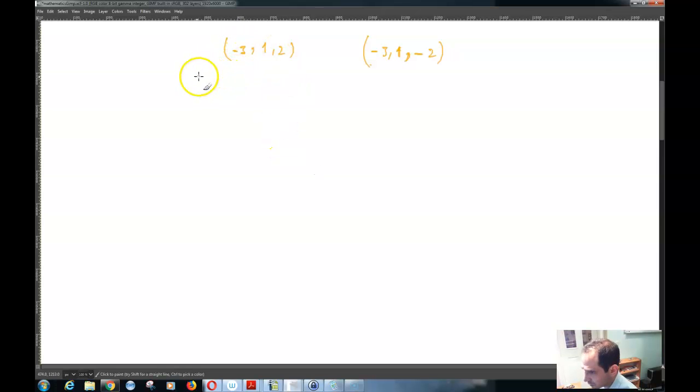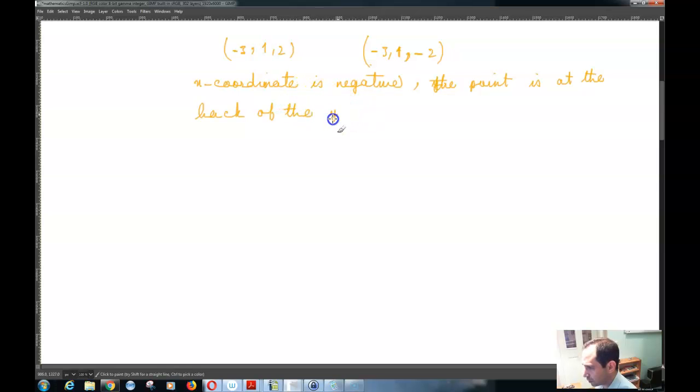So since the x coordinate is negative, the point is at the back of the YZ plane.